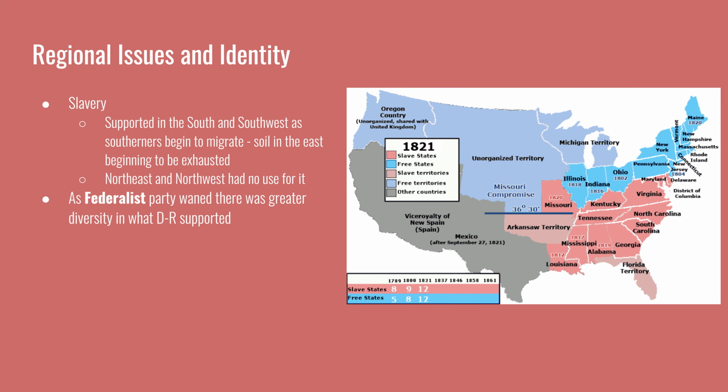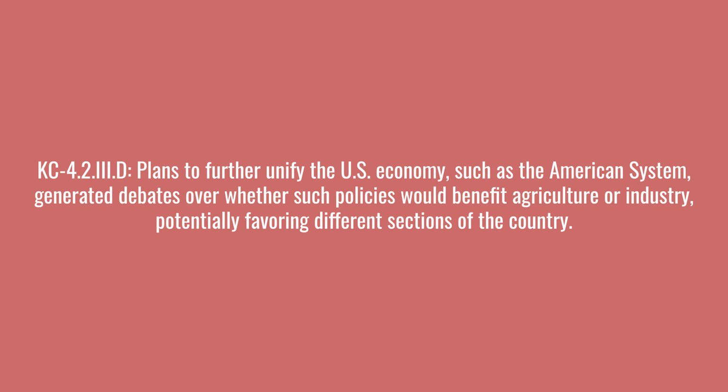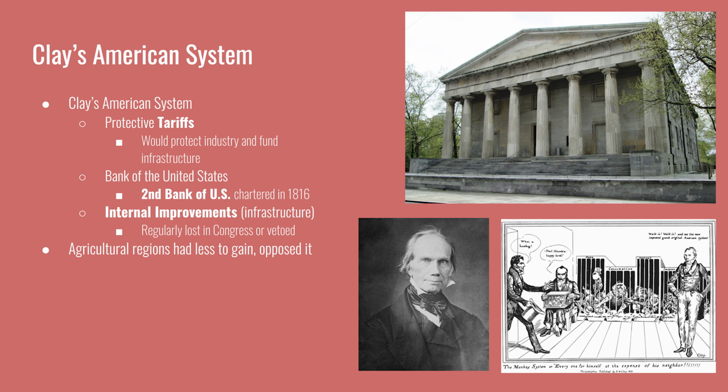The next key concept says, plans to further unify the U.S. economy, such as the American System, generated debates over whether such policies would benefit agriculture or industry, potentially favoring different sections of the country. Henry Clay is the person who you have to associate with the American System.